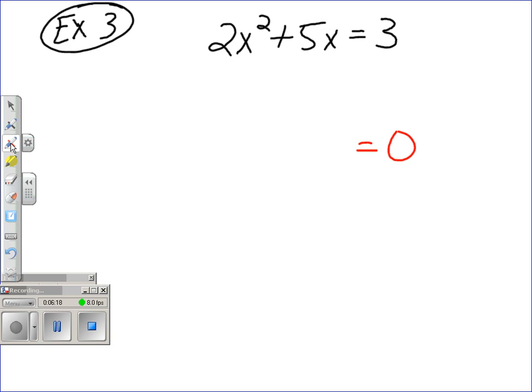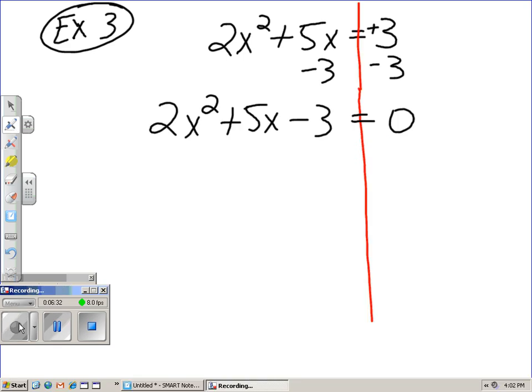So how do I get rid of that 3? Well, just like you get rid of anything, think of it as a positive 3 or a plus 3 and get rid of it. So how do you get rid of a plus 3? You minus 3. We want to make sure we do it to both sides. And now we have 2x squared plus 5x minus 3 equals 0 because these 3's over here canceled out and turned into a 0.